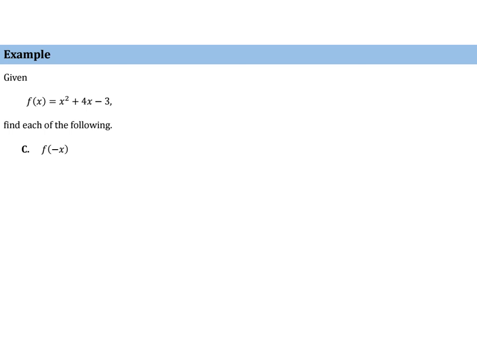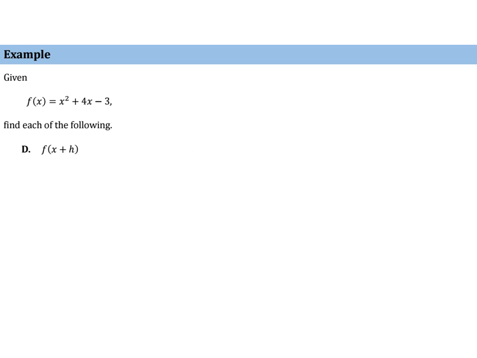Now let's look at part C, f of negative x. So as before, we want to square negative x. So we need parentheses. Squaring negative x plus 4 times negative x minus 3. Now squaring negative x, that will be negative x times negative x. So this yields positive x squared, then minus 4x minus 3. And that's it.